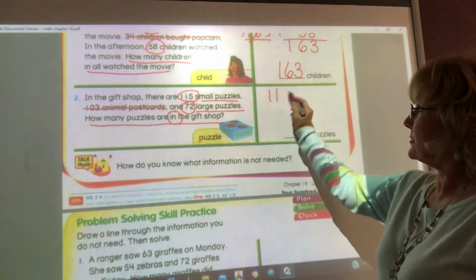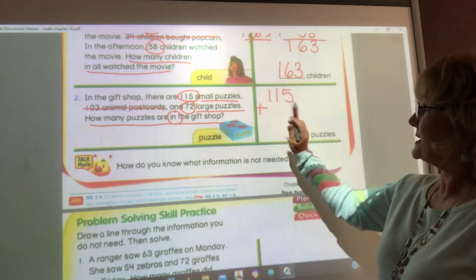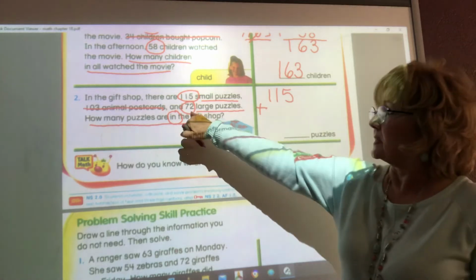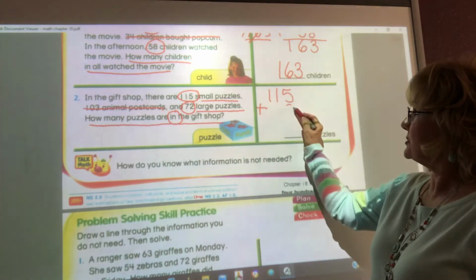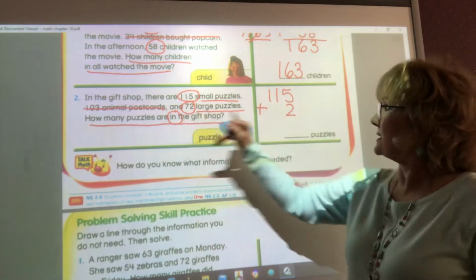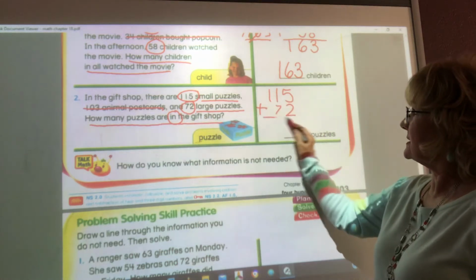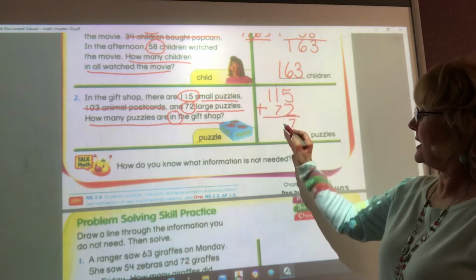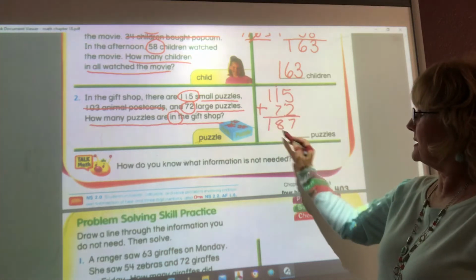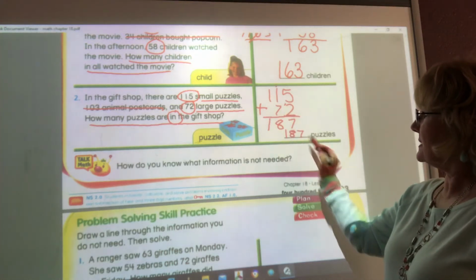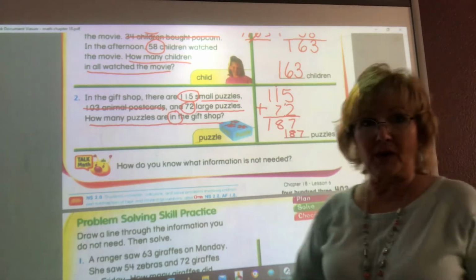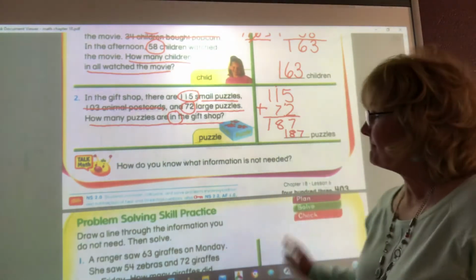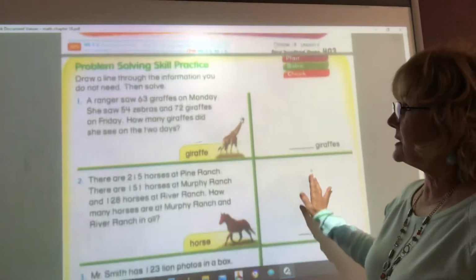Let's put the 3-digit number on top. 72, where does that go? The 2, 2 1s, 7, 7 10s, 5, 6, 7, 7, 8, 1. 187 puzzles are in the gift shop altogether, okay? So go on to the next page.